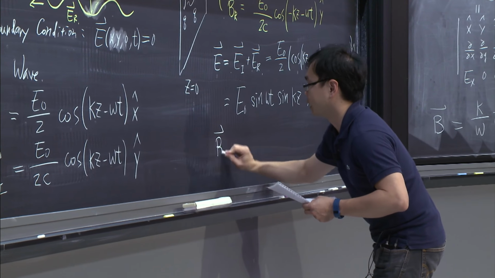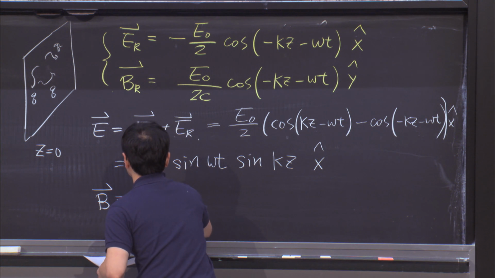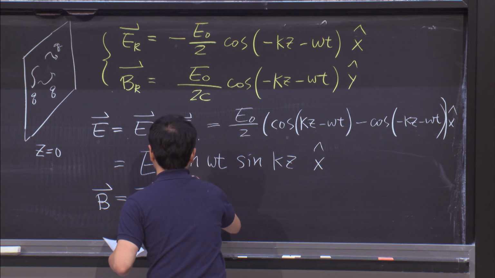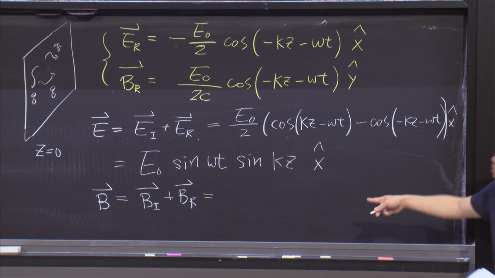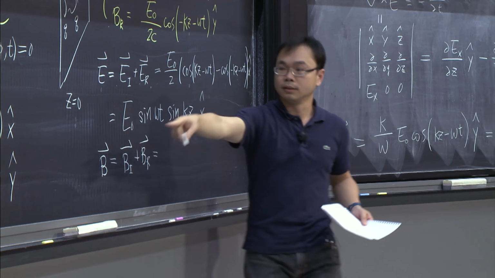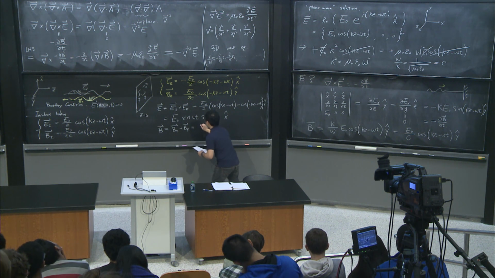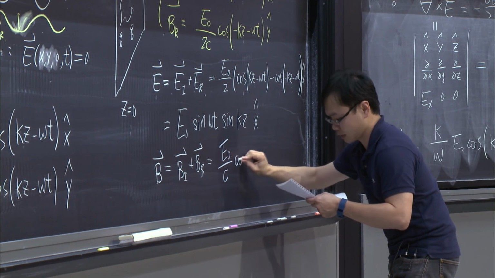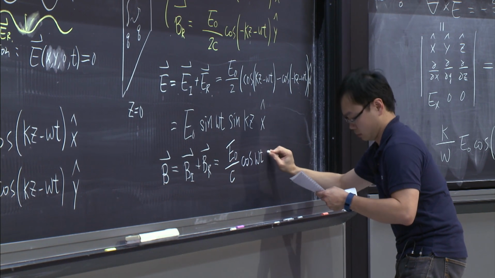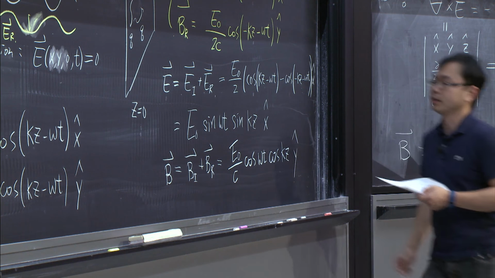All right, and of course I can also calculate the corresponding B field. Again, exactly the same thing, BI plus BR. I will skip the step. You can add this term and that term, and you will be able to conclude that the B field will be equal to E0 over c cosine omega t cosine kz in the y direction.